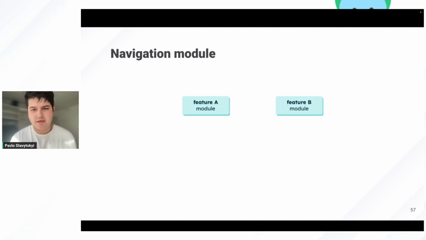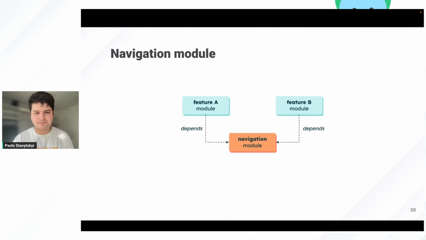Which means that if, for example, feature B on this slide has some screen entry generated for the composable function, and you want to navigate from a screen in feature A to feature B, you're not able to do it because you don't have a direct reference to that generated code. That's a different module, and they do not depend on each other. So how can Nibel help with it, and how was it solved for us?